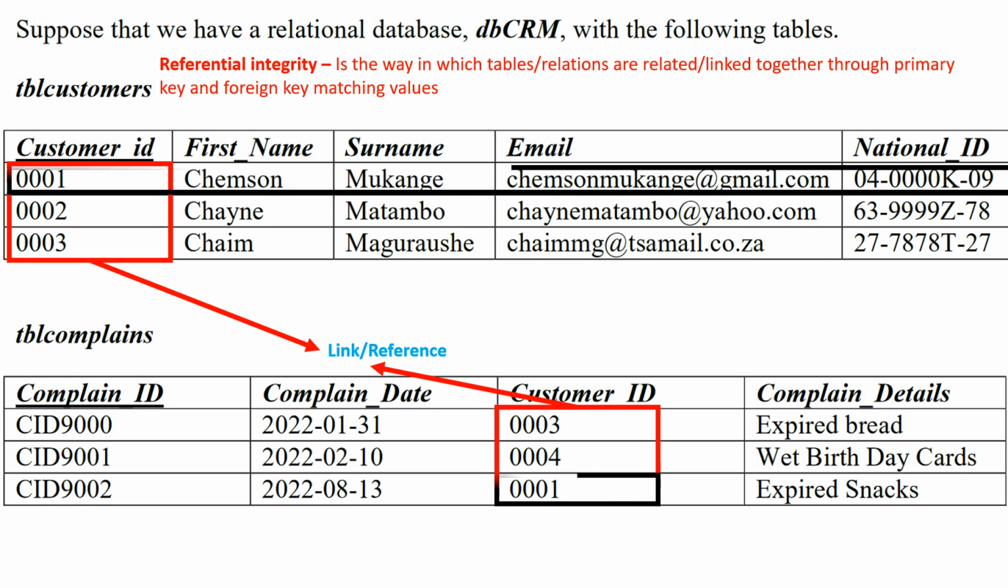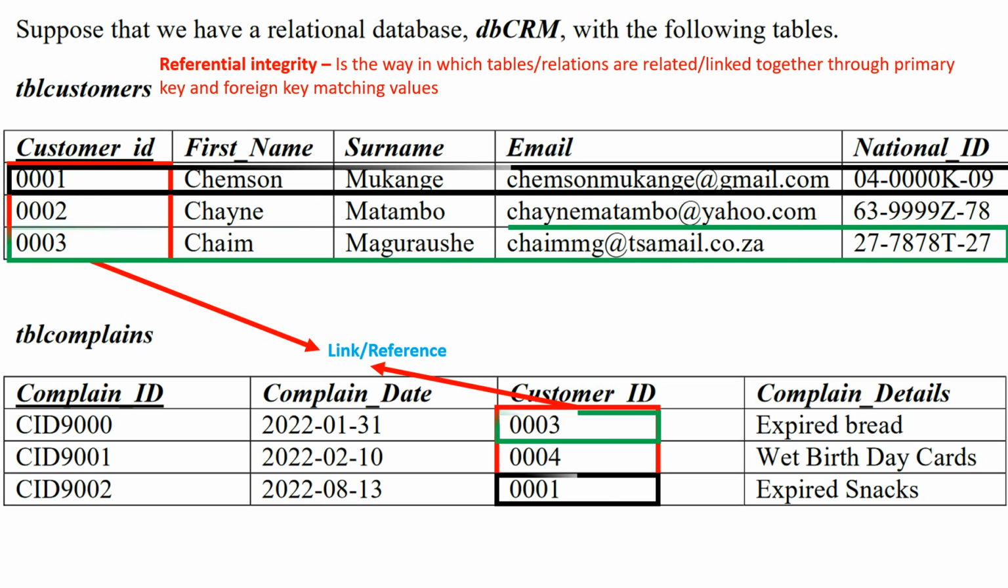Now, who lodged a complaint about expired bread? We can observe that it's a customer with customer ID 0003, and this customer is Maguraushe. We can get more details about the customer by just referring to the customer ID in its primary table. So the primary table in this case is table customers, and the secondary table, or the foreign table, is table complaints, which is having the customer ID as a foreign key.